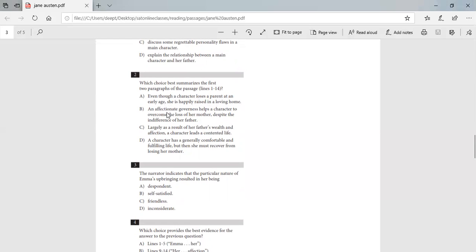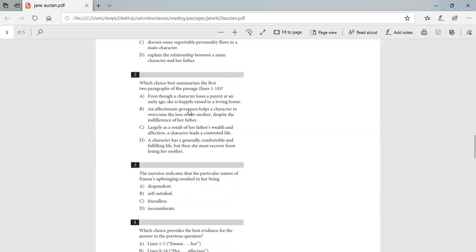Next one. An affectionate governess helps a character to overcome the loss of her mother despite the indifference of her father. Okay, how do you know that the father was indifferent? Ask yourself in these two paragraphs. It doesn't talk about whether the father has feelings or not. It's just given that the father is there, two daughters are there. The father is loving the daughters, but not a lot of other details are given. So one, we can't really prove this indifference.